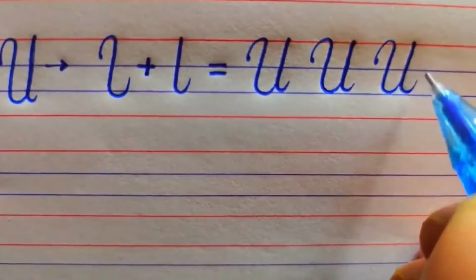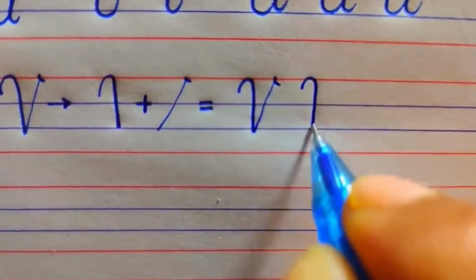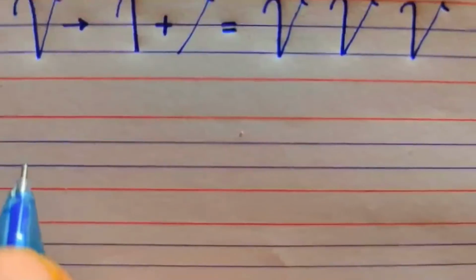U. It's V. The first and second is equal to V. Here the word W.